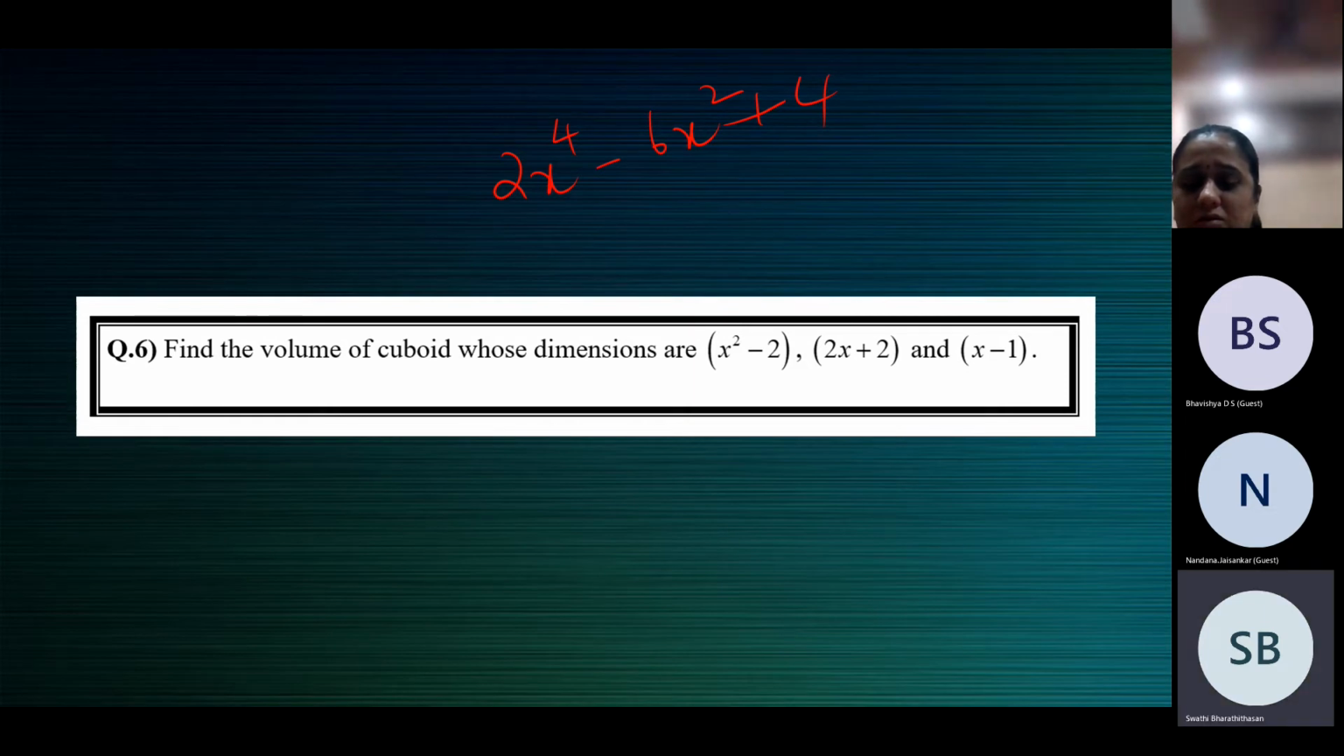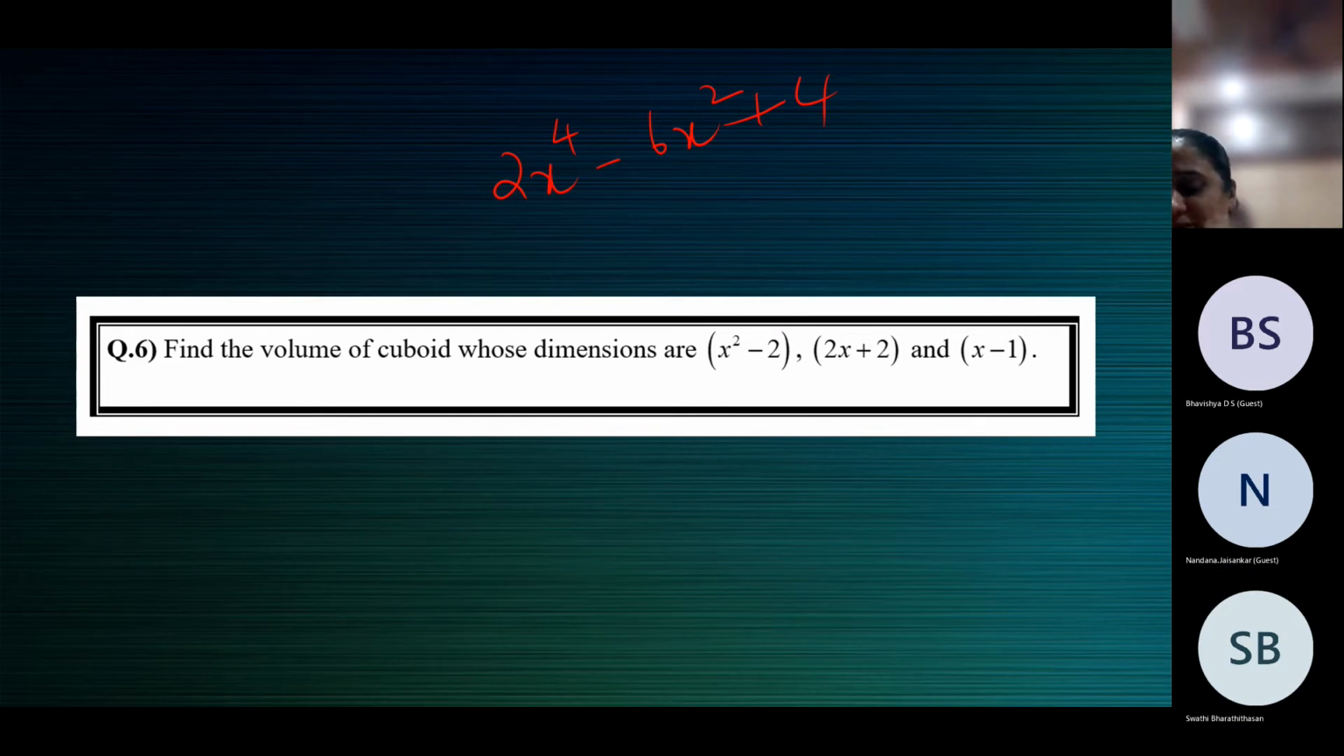Ma'am, for the first step, I just multiplied two terms to get the answer, and then multiplied it with the third term. But how did you get 2x plus 2? In the next step, you have written 2x plus 1. Where, ma'am? In the first step you have written 2x plus 2, no? The middle bracket. Yes, ma'am.